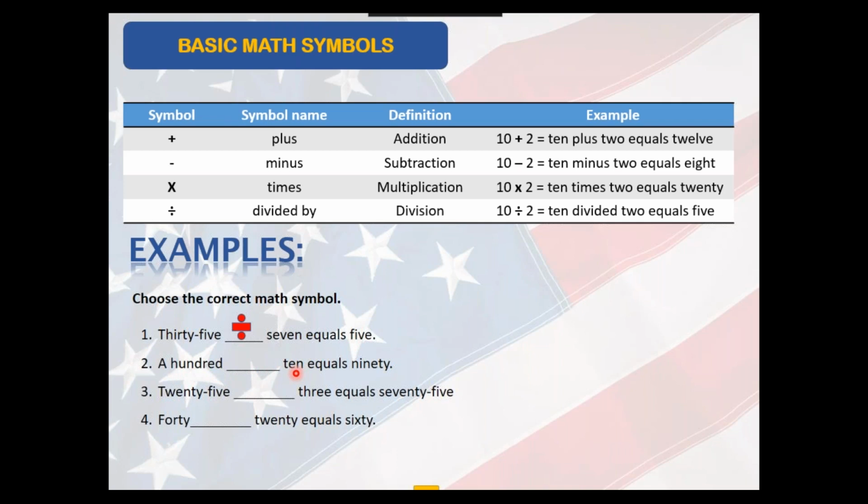100, and then we have 10 equals 90. 100 minus 10 equals 90. 25 times 3 equals 75. And finally, 40, 20 equals 60. 40 plus 20 equals 60. Yes, these are our math operations.